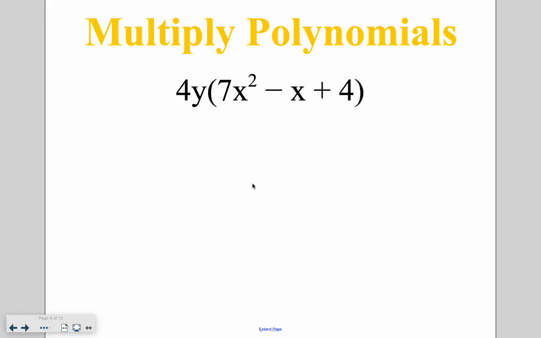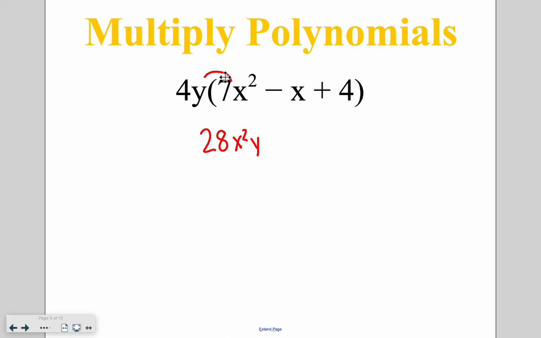We also might have where it is a different variable being multiplied. If that happens, you're still going to multiply the coefficients. So 4 times 7 is 28. When you are doing your variables now, you want them to be in alphabetical order. So I'm going to put the x squared first and then the y.